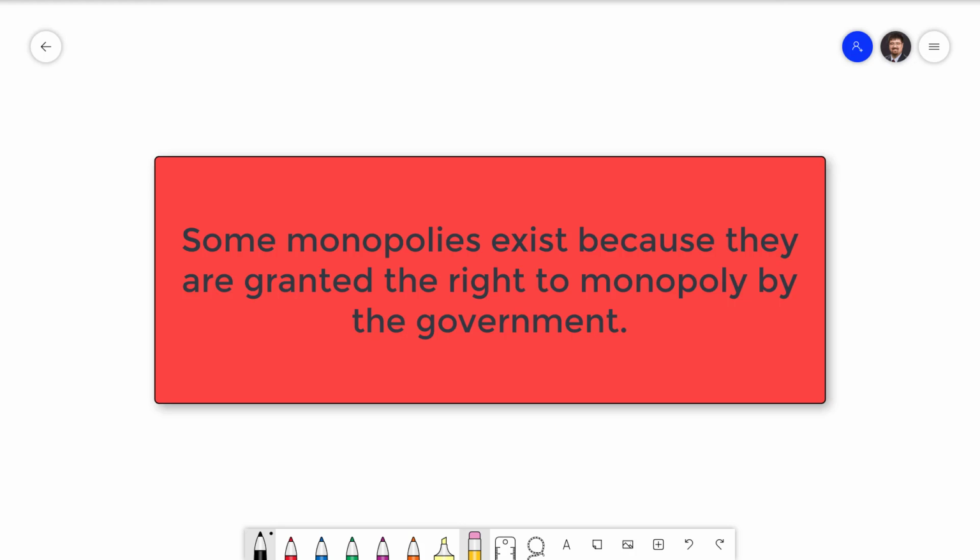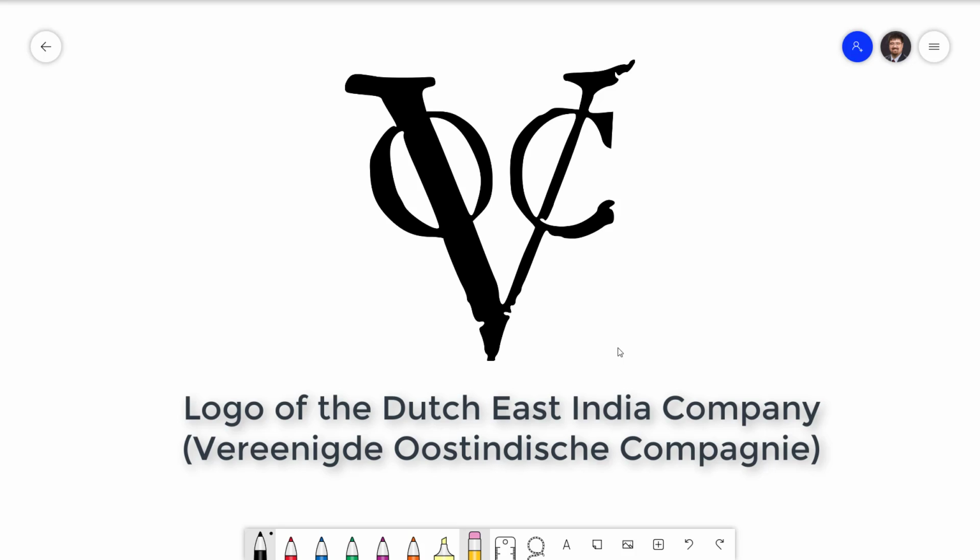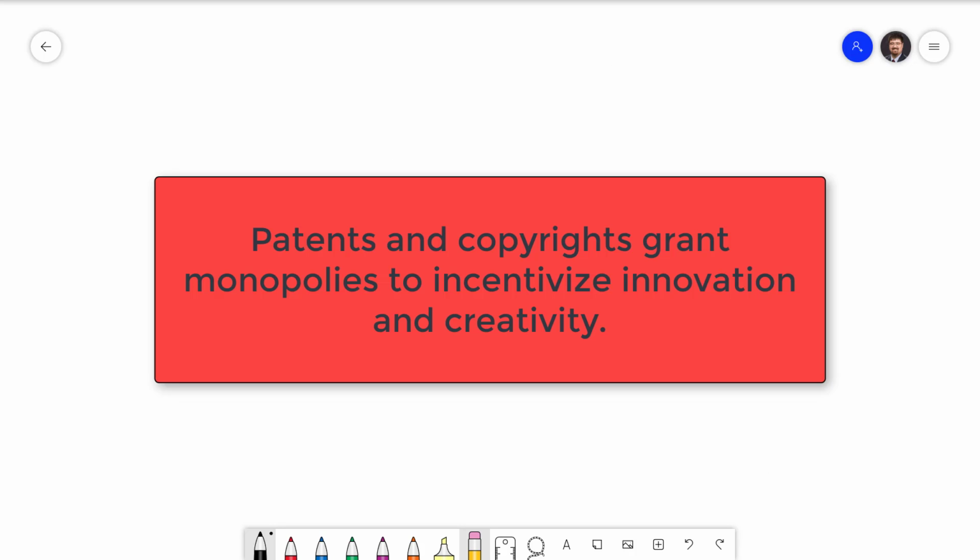Monopolies can also be created by the government. Historically, this happened with chartered trading companies such as the Dutch East India Company and British East India Company. The governments of their respective countries granted these trading companies monopolies over trade with the Asian colonies. They were also among the first corporations in history, and the Dutch East India Company is credited with having the first corporate logo.